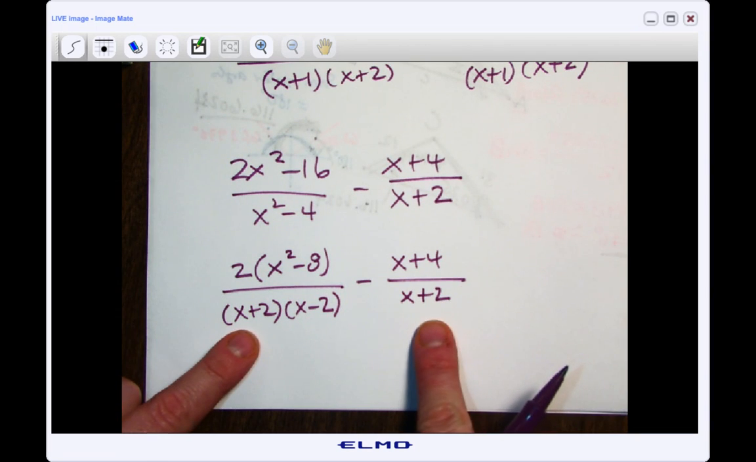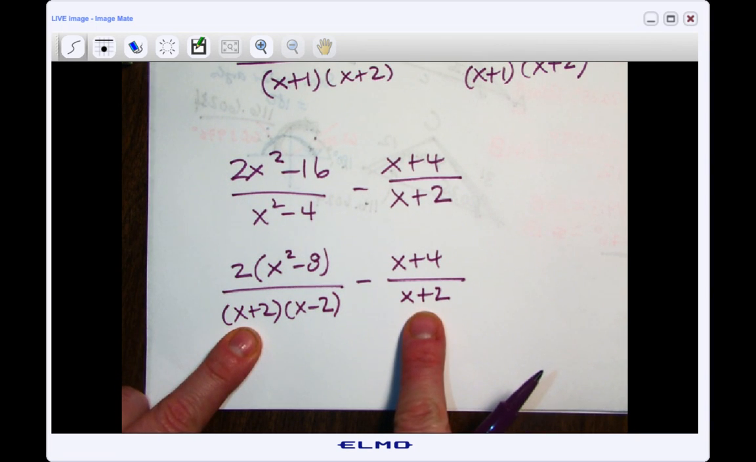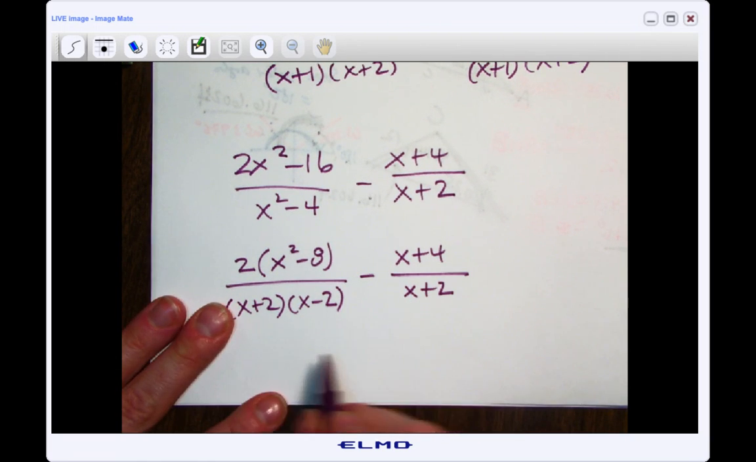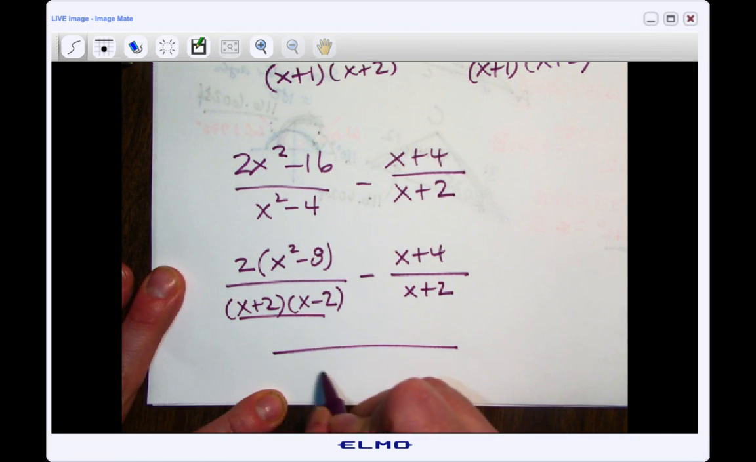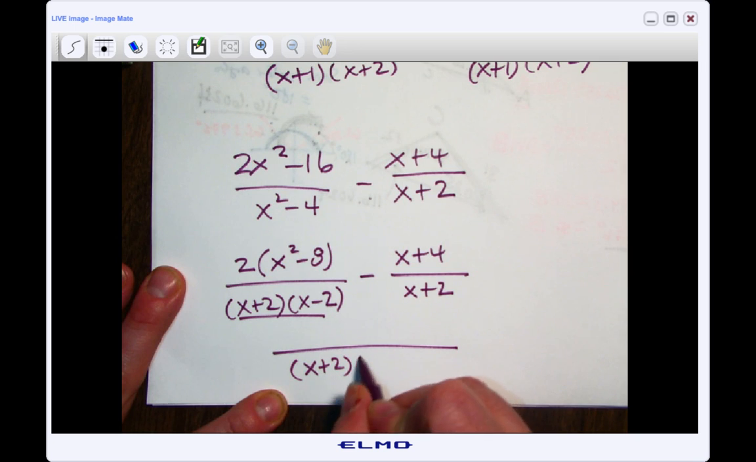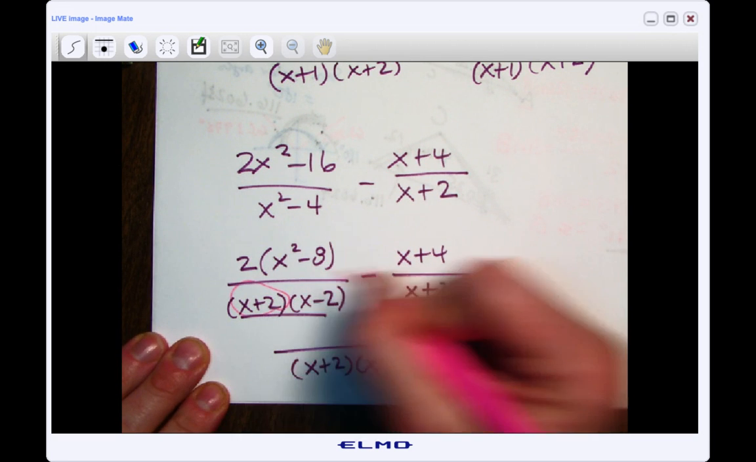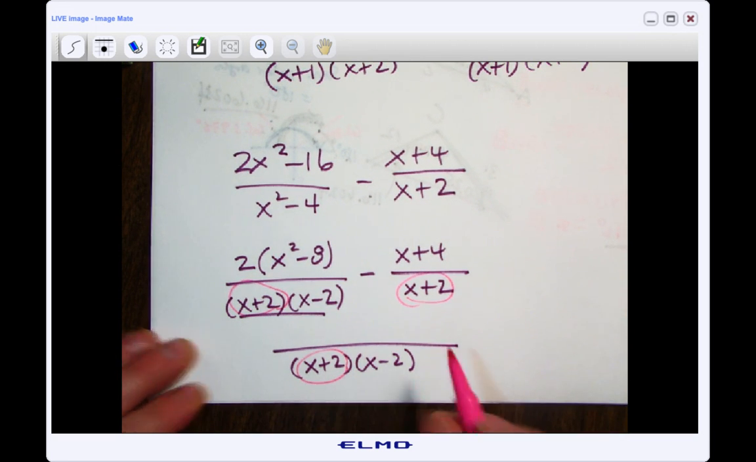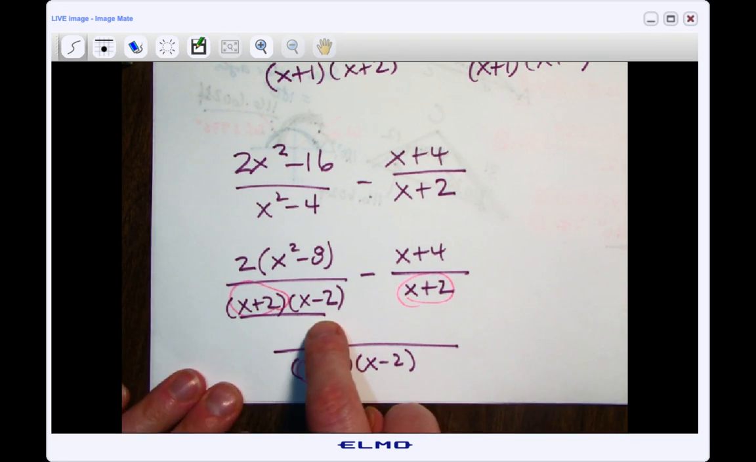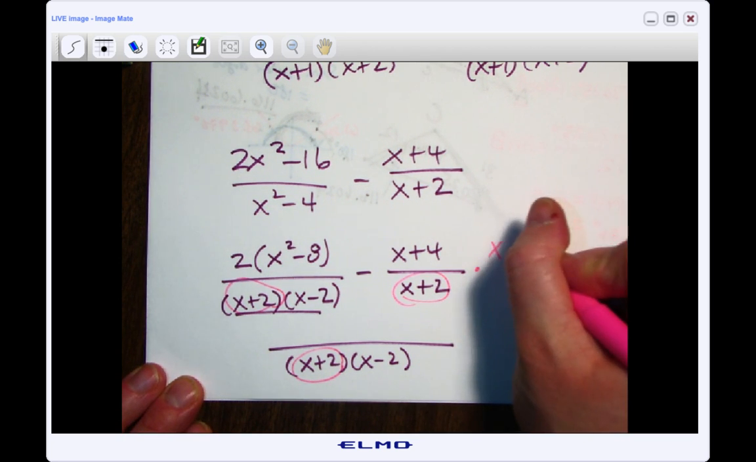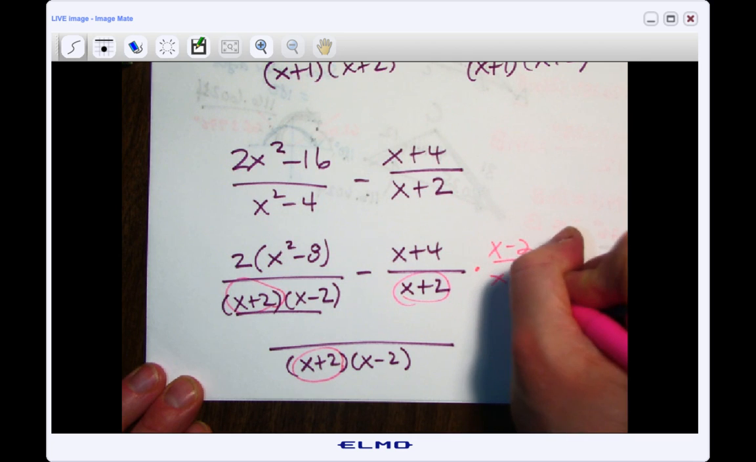Now you can see that our x plus 2's are the same, right? So that means that this is the one that's missing something, because our common denominator is just going to be all of these factors lined up together. So these guys share an x plus 2, so that takes care of this guy. And then the one that's left is x minus 2. And so I just put them here. So that means this guy has to be multiplied by x minus 2 over x minus 2.